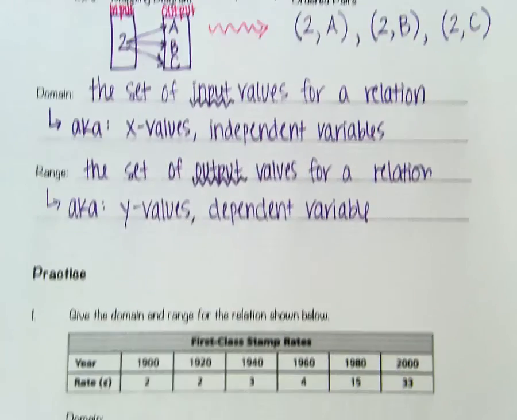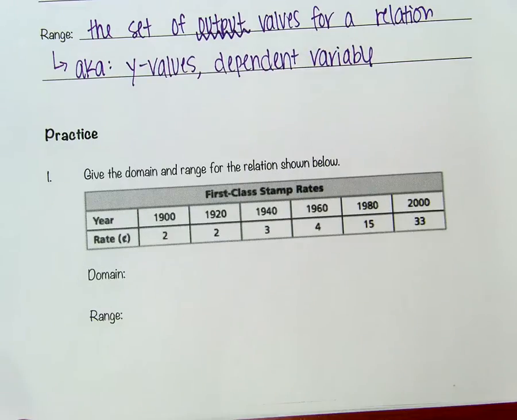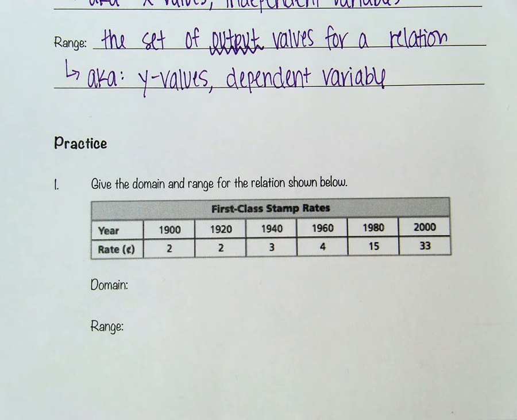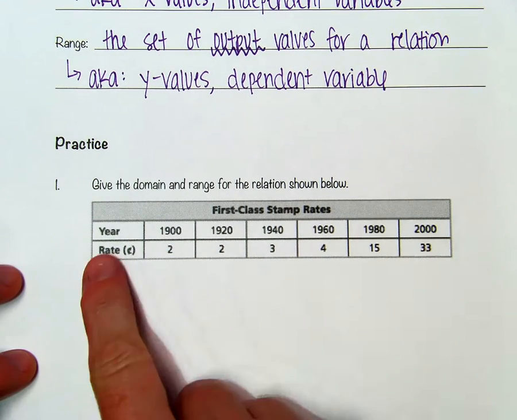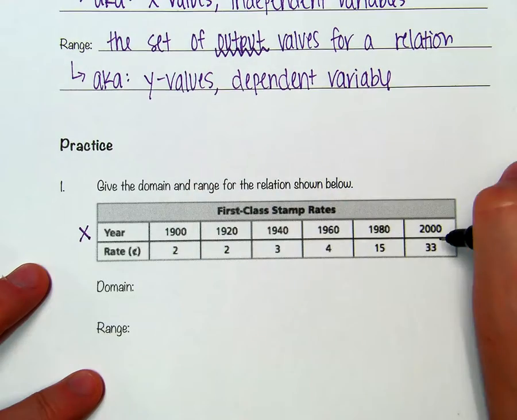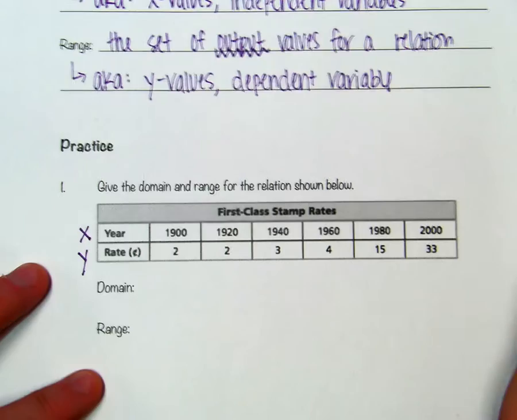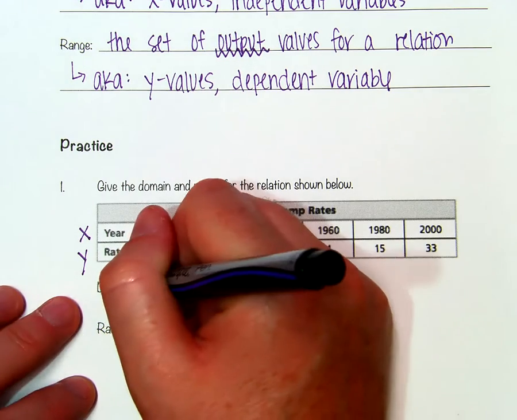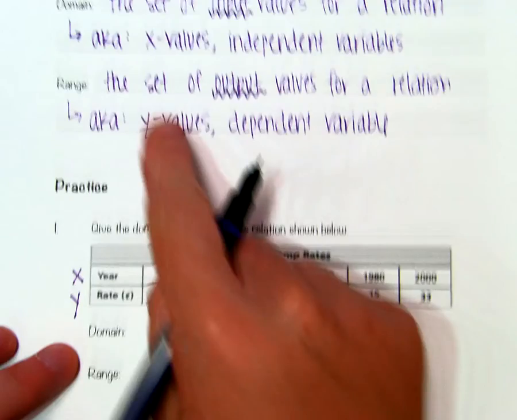If you look at the first practice problem, it says give the domain and the range for the relation shown below. And then you have a table. Even though the table does not come right out and list these are the x's and these are the y's, when a table is given to you as a row on top of a row like this, the x's are always listed first and the y's are always listed second. So that's just something to keep in mind. Remember that we just got done saying that domain is your x values.